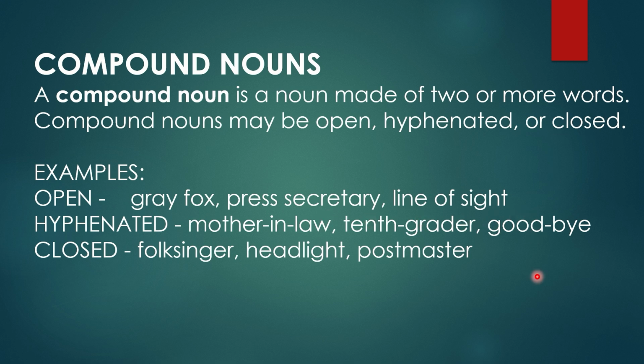As you have observed, when we say open, there is a space between. Hyphenated, there's a dash in between. And closed, there's no space at all. For example, open: gray fox, for a secretary, line of sight. Hyphenated: mother-in-law, 10th grader, and good-bye. Closed: folk singer, headlight, or postmaster.